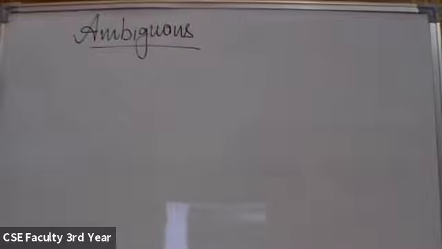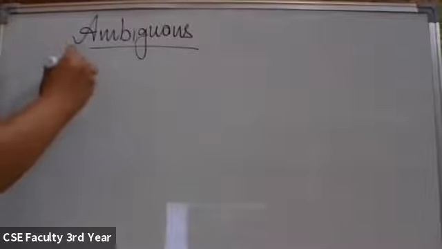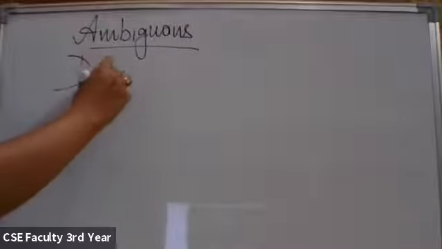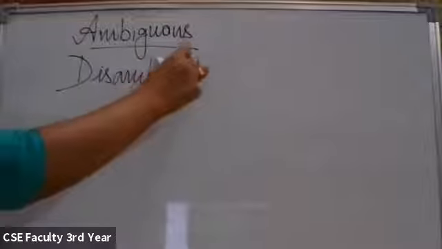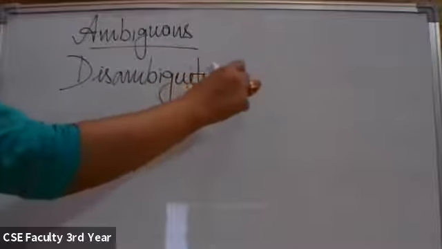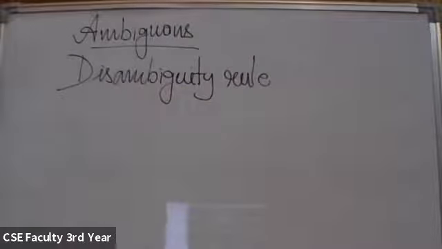So before doing this conversion, which is also called the disambiguity rule, using this rule, we can convert an ambiguous grammar into unambiguous grammar. All of you can take the notes, whatever I'm saying. So using these rules, we can convert an ambiguous grammar into unambiguous grammar.